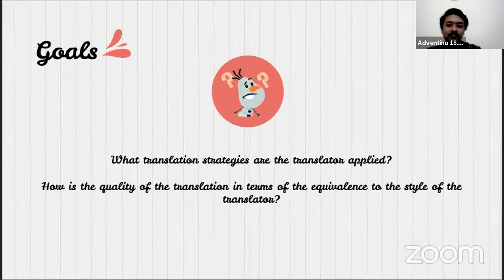And the goals, which include the problem formulation and also my research objective. The first is: what translation strategies did the translator apply? So here I want to know how the translator did the translation of these three songs, what strategies were applied and how he did it. And the second is: how is the quality of the translation in terms of equivalence to the style of the translation?